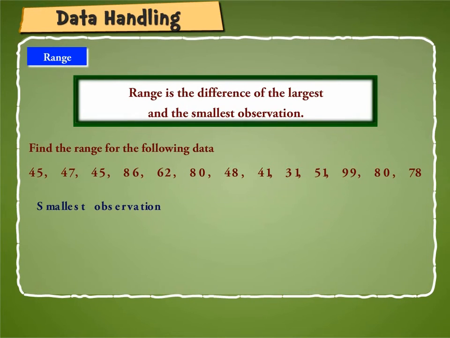So here the smallest observation is equal to 31. The largest observation is equal to 99. Range is equal to 99 minus 31, which is equal to 68.